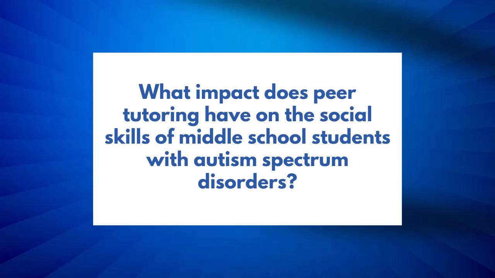Question 2. What impact does peer tutoring have on the social skills of middle school students with autism spectrum disorders? This question narrows down the focus to peer tutoring and social skills among a specific student group, ensuring that specificity. It addresses the critical issue of social integration for students with autism, making it relevant. It's feasible within schools that can organize peer tutoring programs, and it's action-oriented by exploring practical interventions to improve student interaction.